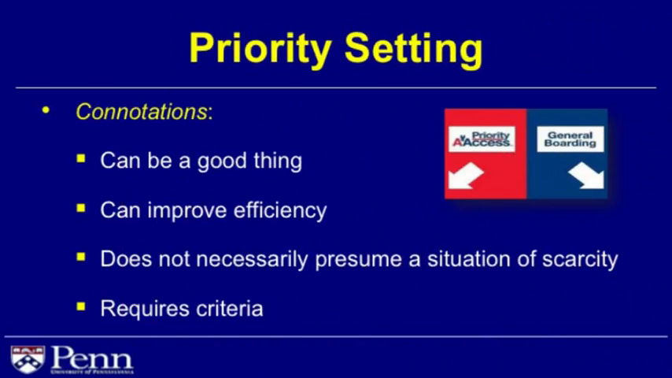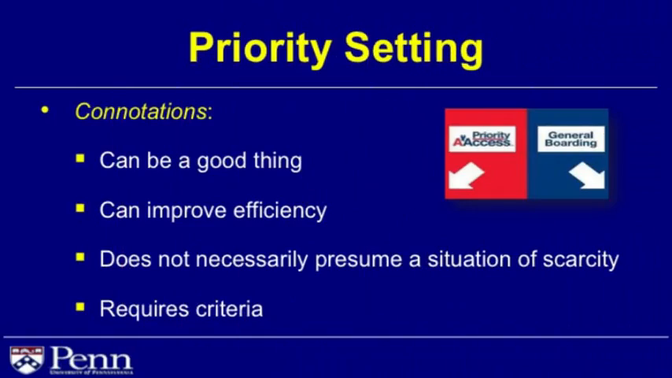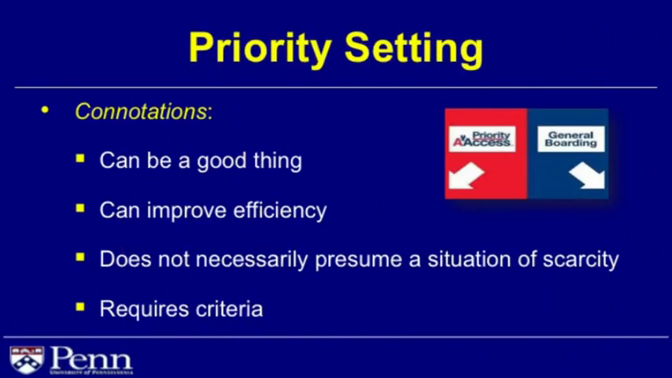You are first in line. It can improve efficiency because you know what to deal with first, that's most important, and then secondarily, the lesser important items. It doesn't necessarily presume any scarcity. After all, in the airplane boarding situation, everyone has a ticket, everyone will get a seat. It's just who goes on first and who goes on second. And it often requires criteria. Those people who are in first class or fly a lot get priority boarding.